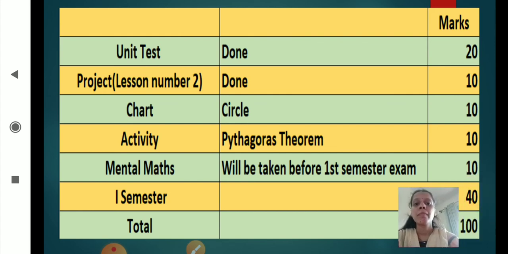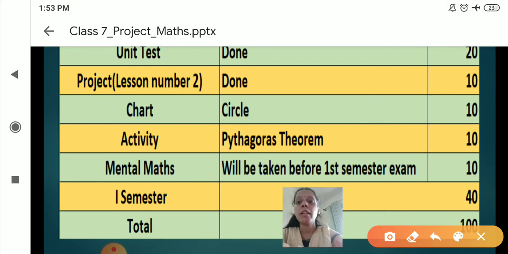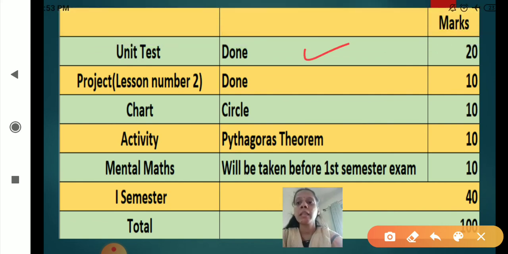Now see, in this way we are done with the unit test. It was for 20 marks. Now the project, which we gave on lesson number 2, was for 10 marks. Okay, which you have to submit before 21st of August, in your respective class groups and in PDF format. Without fail, you will write down your name, standard, division, roll number and SID number on the formative. Okay, on that project, and for the chart also the same.